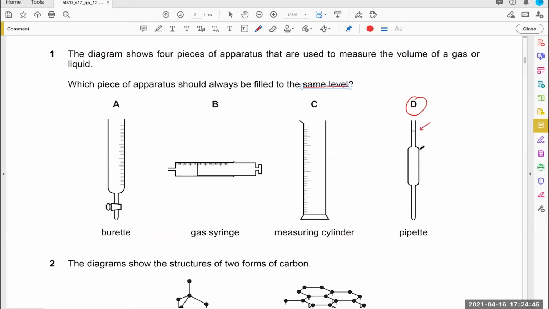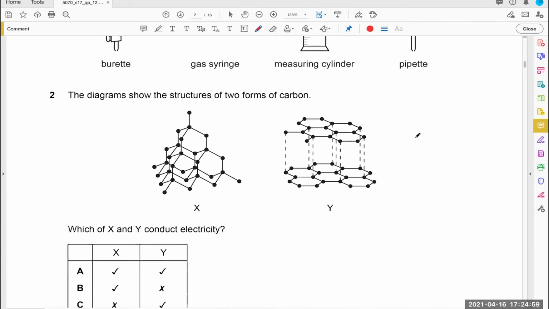Do you notice that it has just one value and the rest are graduated multiple times and this is only one? So the pipette is the one that measures just one value, one volume, and it does it really well. So it has to be filled to the same level every time.